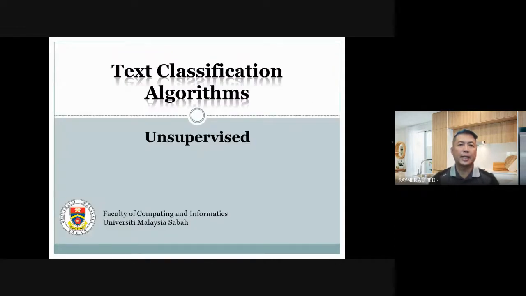So let's take a look at the first type of learning, which we call unsupervised. Unsupervised means we do not refer to any label. Okay? We just cluster them or divide them into groups depending on the content of the document.